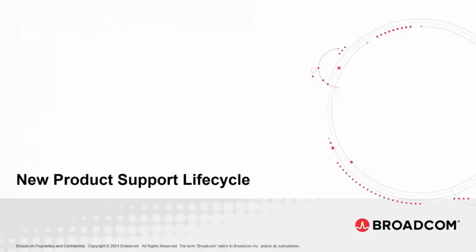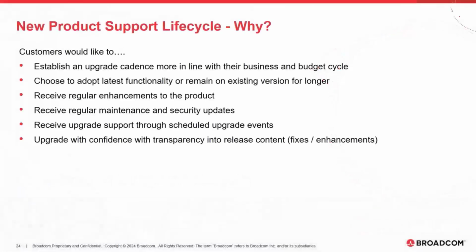A new product support lifecycle. With the launch of Automic version 24, we are introducing a new product support lifecycle. Now, there are multiple reasons for this. Customers have asked us for a release cadence that is better aligned with their business and budgeting cycles. Being able to have a choice, upgrade early and be on the most current version, adopting new functionality as it becomes available, or remain on an existing version for longer and upgrade once the feature set has stabilized.